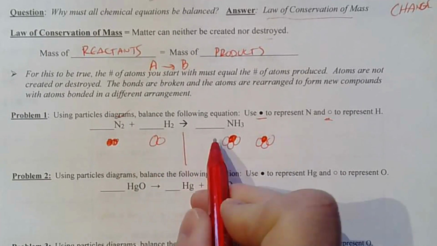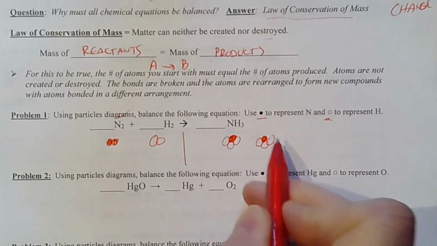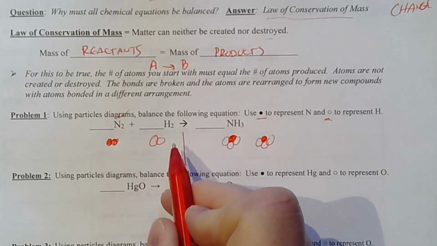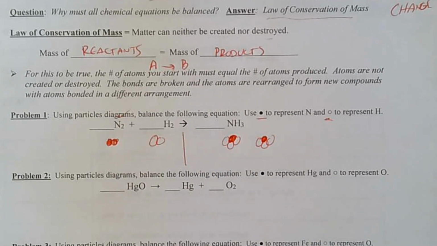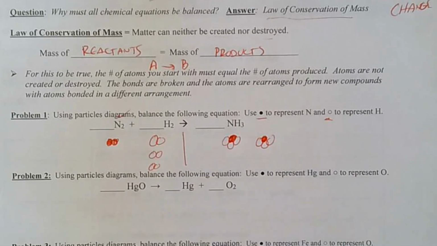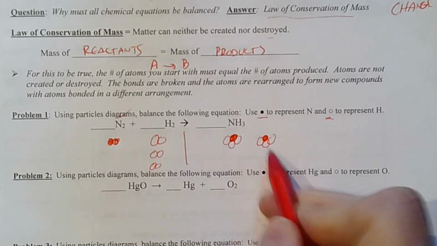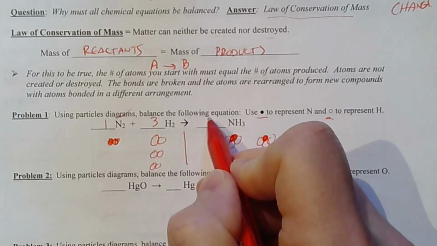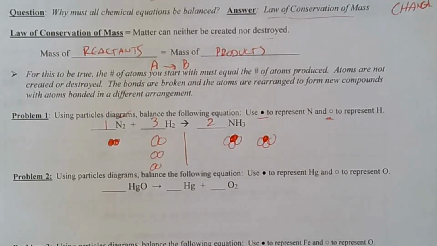I've got 2 over here, 2 over here, but I've got 6 hydrogen over here, 3 and 3, so 6 total hydrogen, and I only have 2 over here. So I need more hydrogen. So I need to add another 1 there, and lastly 1 over there. So now I've got 6 hydrogen here, 6 hydrogen there, and I just put these coefficients in the blanks to represent how many of the molecules or particles are needed.